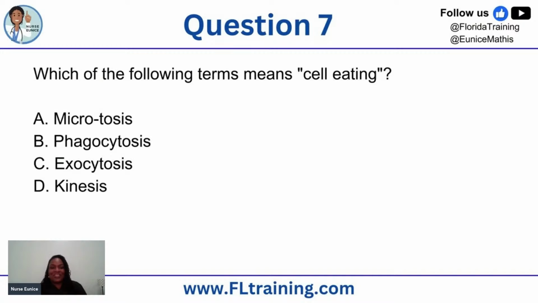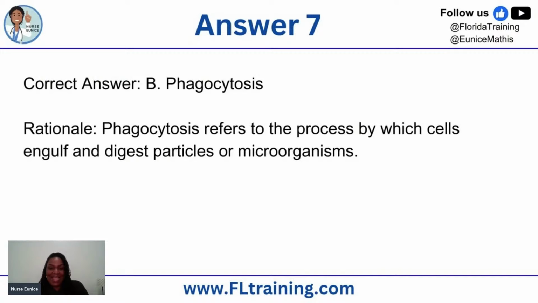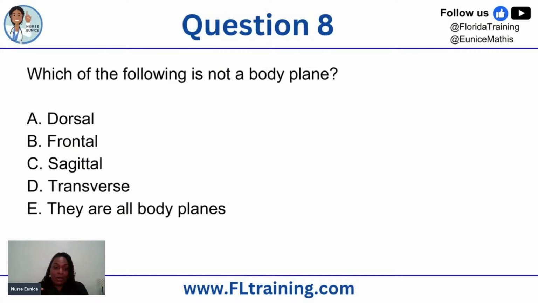Question 7, which of the following terms means cell eating? Is it microtosis, phagocytosis, exocytosis, or kinesis? What's the answer, team? All right, you're filling the correct response in 5, 4, 3, 2, and yes, I see a few of you all chose B. So when we think about our blood cells, the white blood cells, we say they fight bacteria or they fight infections. That would be phagocytosis. It refers to the process by which cells engulf and digest particles or microorganisms.